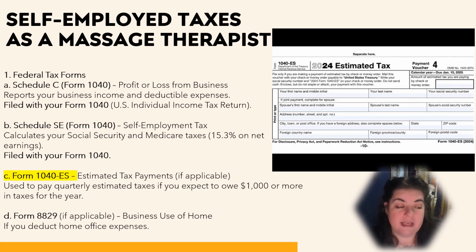You may also be filling out something called the 1040-ES, which is the estimated tax payments if applicable. All right. You usually will file this quarterly. These are estimated taxes if you expect to owe $1,000 or more in taxes for the year. They want you to pay that quarterly instead of annually. All right, we're going to talk about when you would file these momentarily. Just know that quarterly is every 3 months. Starting on January 15th, you would be filing these to make estimated quarterly tax payments in.